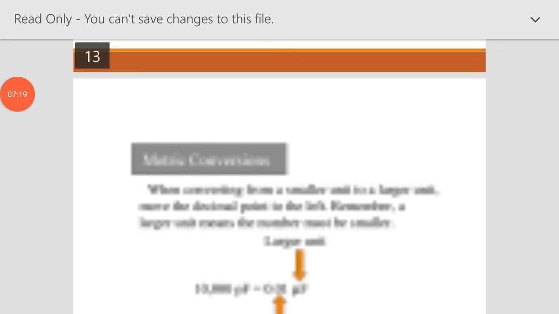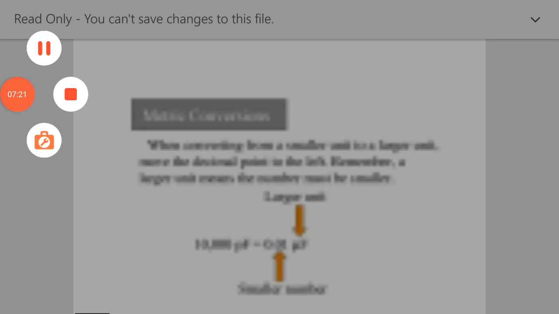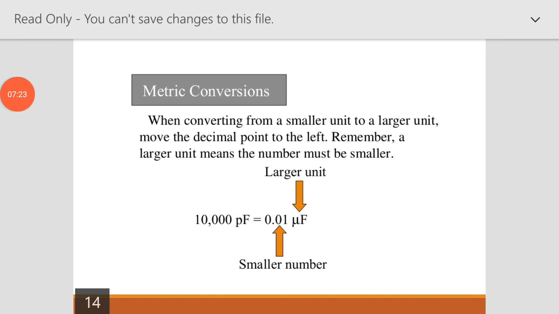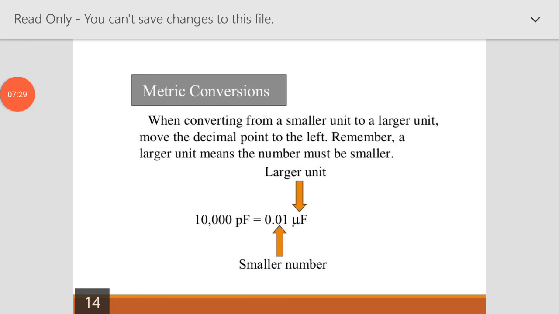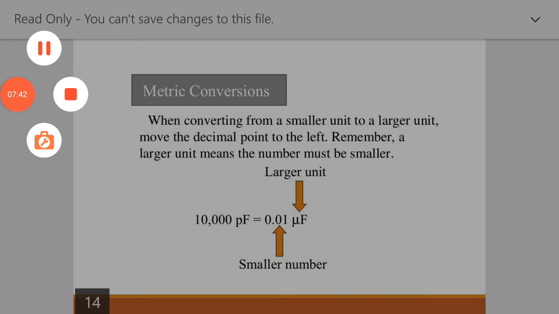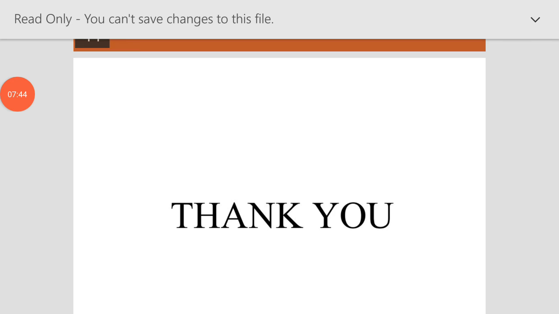After that, the metric conversion: when converting from a smaller unit to a larger unit, move the decimal to the left. That is, 10,000 picofarad is equal to 0.01 microfarad. Remember, a large unit means the number must be smaller. So 10,000 picofarad is equal to 0.01 microfarad.